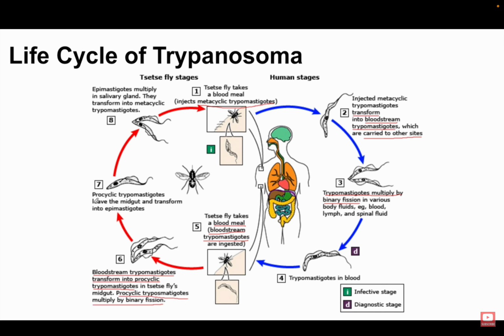The procyclic trypomastigotes eventually leave the midgut of the tsetse fly and then transform into epimastigotes. The epimastigotes can then enter into the salivary gland of the tsetse fly and multiply there. And then inside the salivary gland, they can transform into the metacyclic trypomastigotes. And those metacyclic trypomastigotes can then infect another person when that tsetse fly bites someone else. So that is the entire cycle of the trypanosoma species that causes African trypanosomiasis.